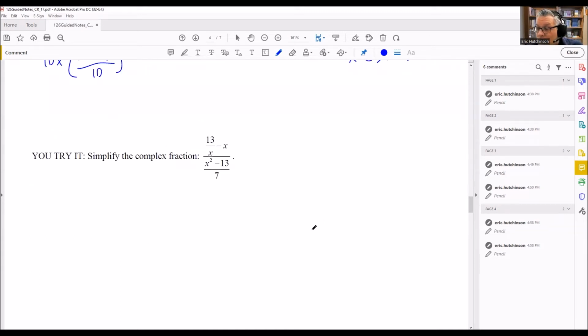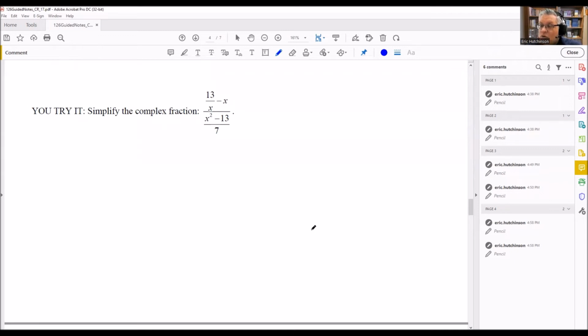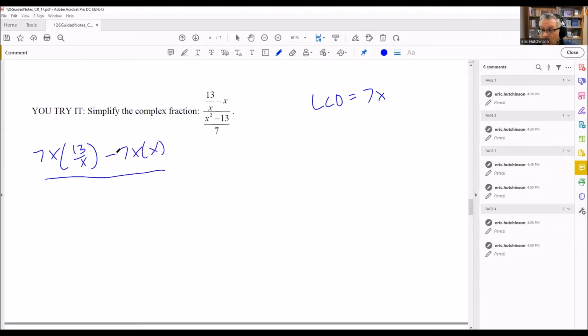Let's do the next one. Similar. This one, we've got an x in the bottom and a 7. So this time the LCD is going to be 7x. We're going to put 7x next to each thing on top and the bottom. So 7x times 13 over x. Then we have 7x, so you have an x here. Then we'll put a 7x next to x squared minus 13 over 7.